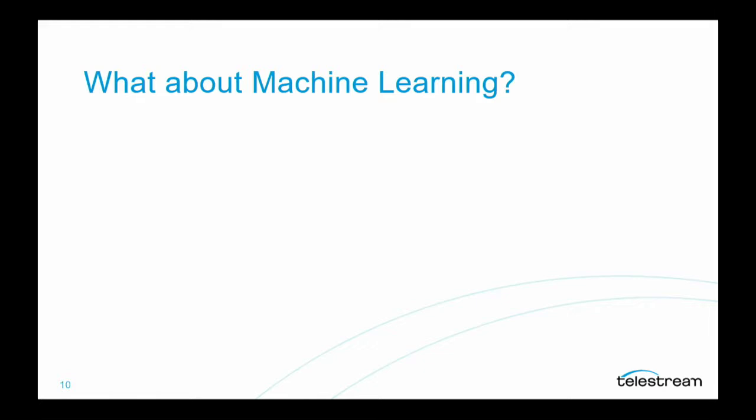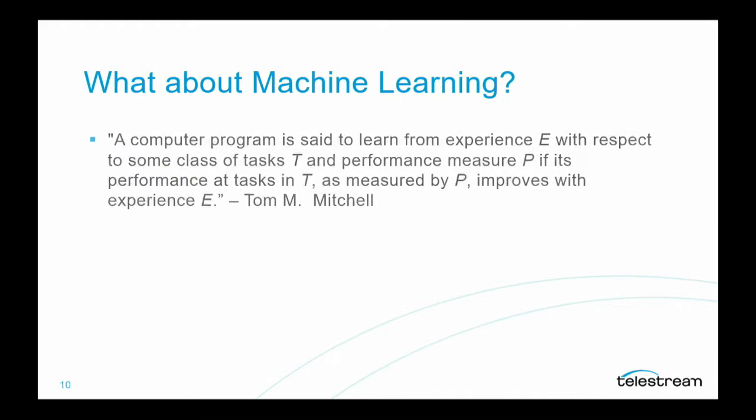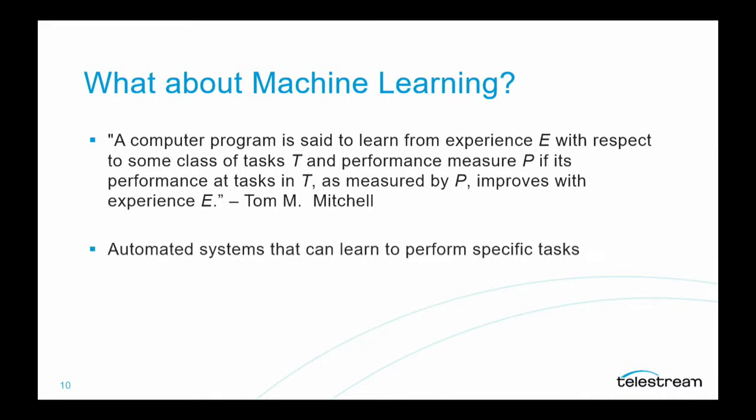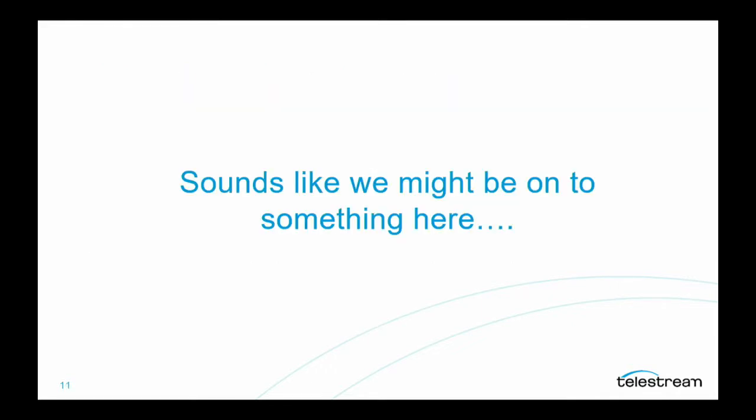All right, so what about machine learning? So it turns out machine learning is a much easier thing to define. Tom Mitchell wrote the book, Machine Learning, so he should know, and he came up with this very succinct definition of what he thought machine learning was. I'll make it even more succinct and say that it's an automated system that can learn to perform a specific task or set of tasks. So that sounds more promising.